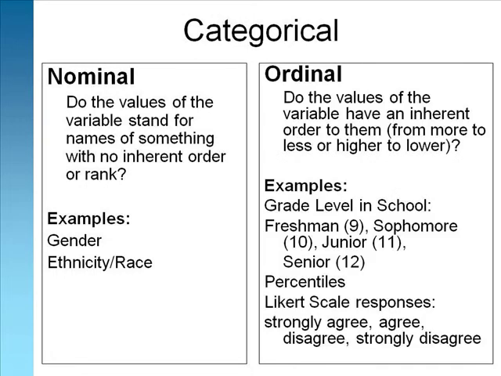Ordinal categorical variables do have a natural order. Examples are grade level in school, such as freshman, sophomore, junior, senior. Percentiles or Likert scale responses, such as strongly agree, disagree, strongly disagree.